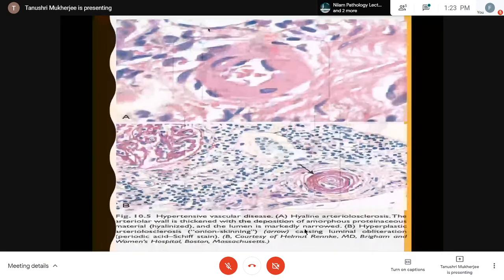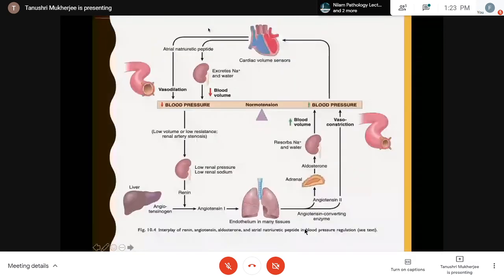So there is an interplay of renin, angiotensin, aldosterone, and atrial natriuretic peptide in blood pressure regulation that I discussed previously. So this flow chart very nicely explains all those considerations, how the cardiac volume sensors regulate the blood pressure, and how the balance is shifted from normotension to hypertension.